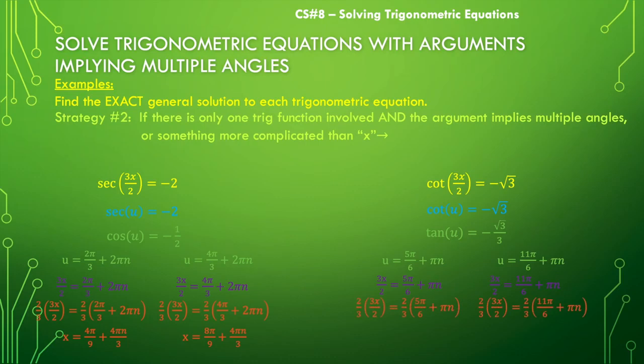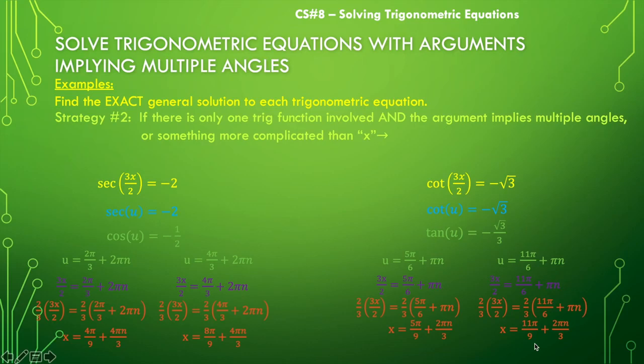2/3 times 3x divided by 2 will give us an x on the left-hand side of this first equation. And then when we multiply this 2/3 times 5 pi over 6 plus pi n, we'll get 10 pi over 18, which will simplify to 5 pi over 9, plus 2 pi n over 3. Okay, and this right-hand equation is going to be similar. The only thing that will be different is this first piece, 2/3 times 11 pi over 6. That will be 22 pi over 18, which will simplify to 11 pi over 9.